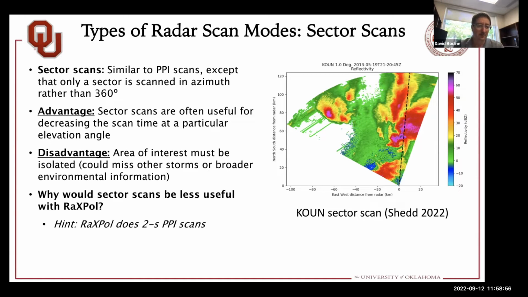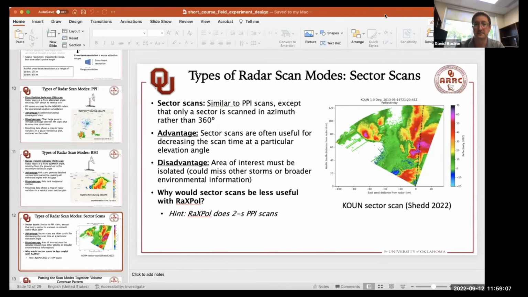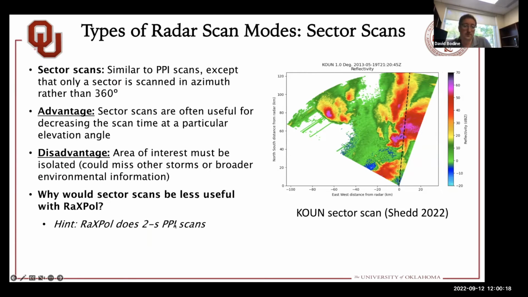So for Raxpole, why would you think that sector scans would be less useful? And I'll give you a hint. The Raxpole does 2-second PPI scans. So for Raxpole, the sector scan is less useful because it can already do 2-second PPI scans. So for the antenna to stop and start, it's going to take at least 2 seconds. So we generally don't do sector scans with Raxpole because it can already scan so quickly.